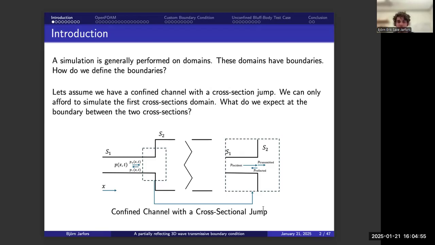So we have this zoomed in part here right at the boundary. And we have this incident pressure wave. Some parts of it is going to be transmitted, some are reflected, because due to the cross-sectional jump, we will have an acoustic impedance. And you can think of it sort of as an electrical impedance. So there will be sort of, let's say, an inertia for the radiation of sound towards the second cross-section or the outer domain. And this will result in reflected waves.